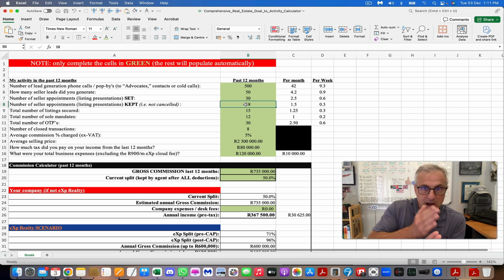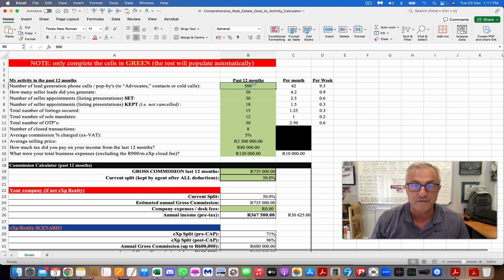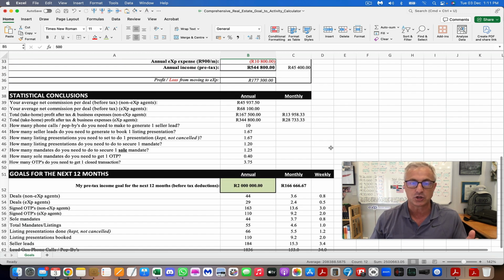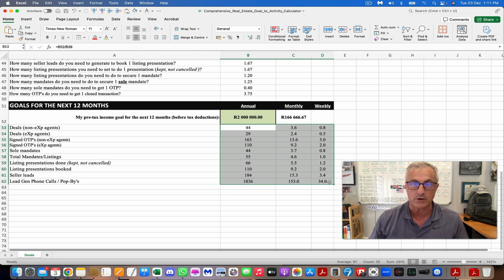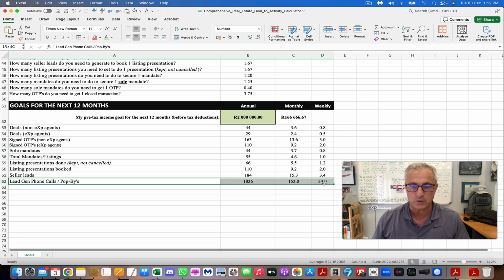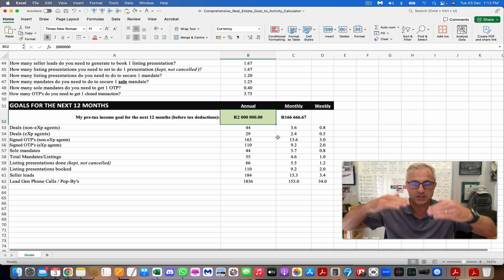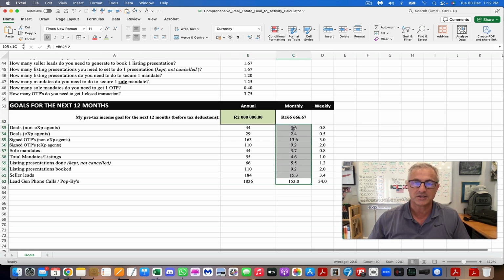But because you're going to be tracking it next year, when you do this exercise at the end of next year, these numbers will be far more accurate, which means that these goals here will be far more accurate. The power of a spreadsheet like this, guys, is that once you've used it over a few years, these numbers become highly predictable. And the most important number at the end of the day is going to be this one. If I make, in this case, 34 phone calls or pop-bys a week, I will make 2 million Rand. That's how consistent the conversions up through the sales funnel are.